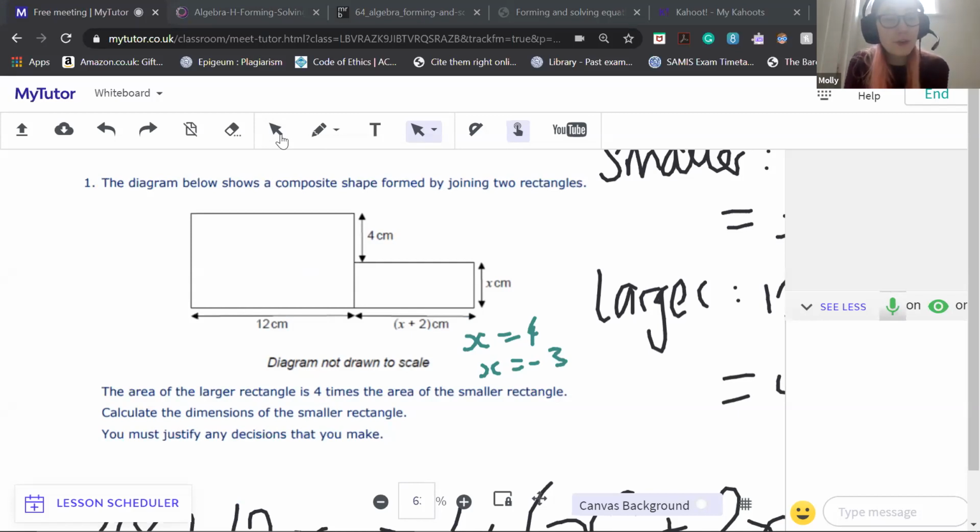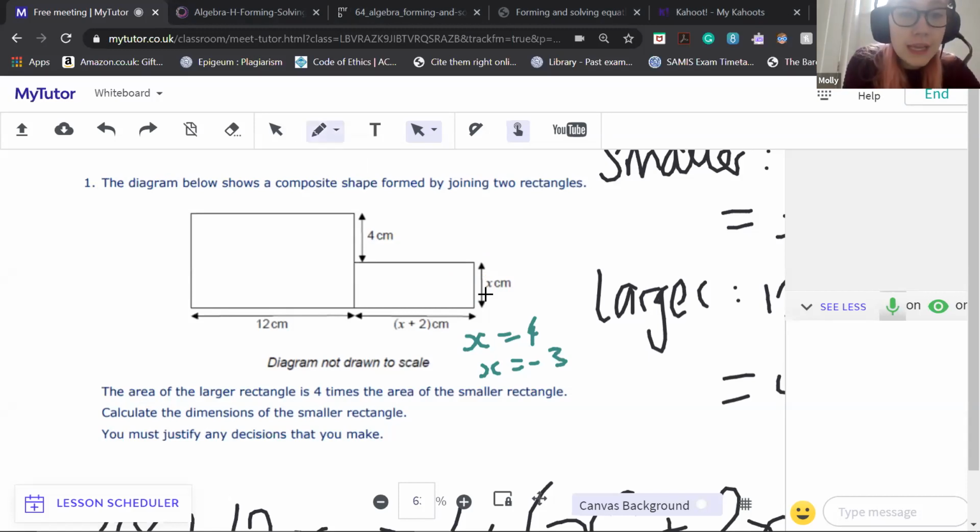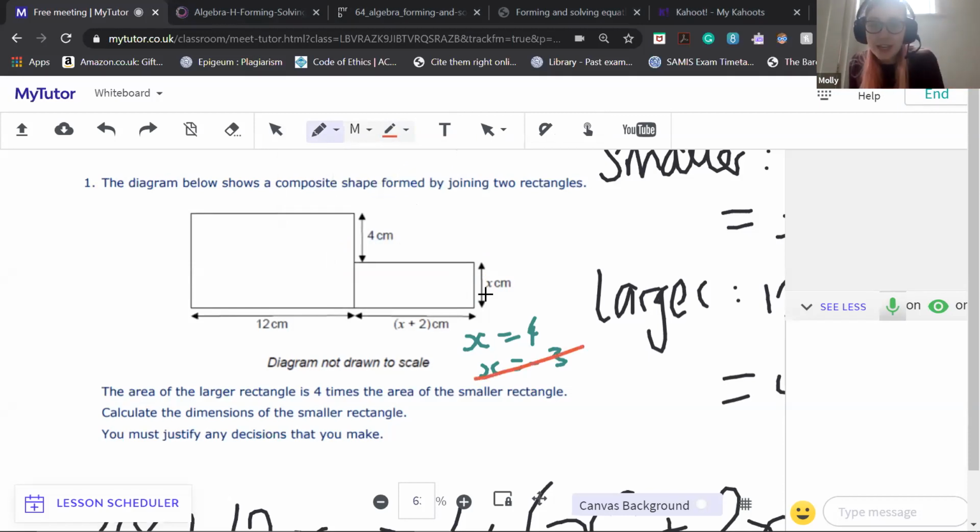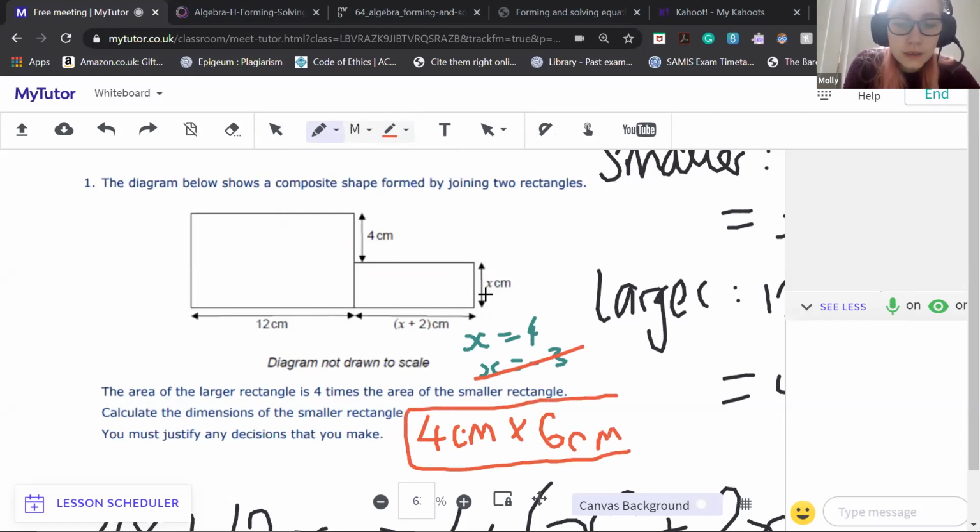Yeah, quite a few people have got it, which is fantastic. So if this side length here was minus 3, because x is minus 3, how on earth does that work? We can't have a negative side length. Side lengths have to be positive. Therefore, x equals minus 3, even though it can fit the equation, it can't work. We can't have a negative side length. Therefore, x has to be equal to 4. So the dimensions of the smaller rectangle are x and x plus 2. So it's 4 centimeters by 6 centimeters. That's our solution.